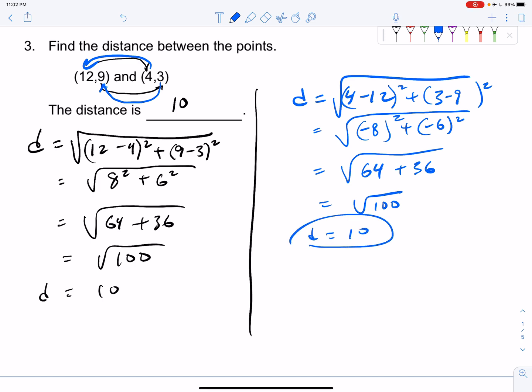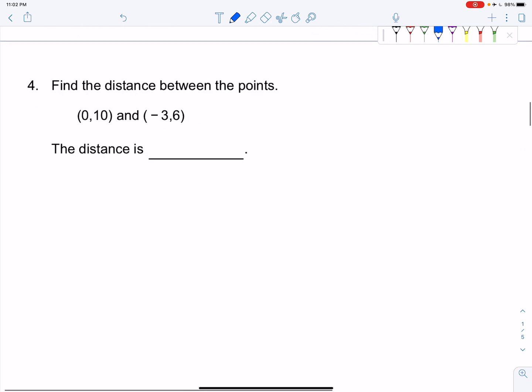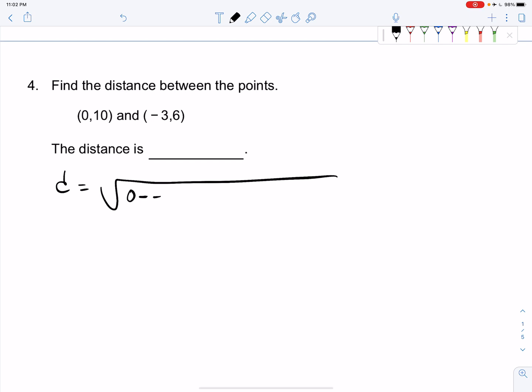Okay, so the direction is not important, but it is important to stay consistent. If you went in one direction with the x's, you have to go in that same direction with the y's. That part is very important, otherwise it will not be right. Find the distance between these 2 points. Well, let's do this one. Let's just say, okay, the distance equals the square root of, I'm going to say 0 minus a negative 3.